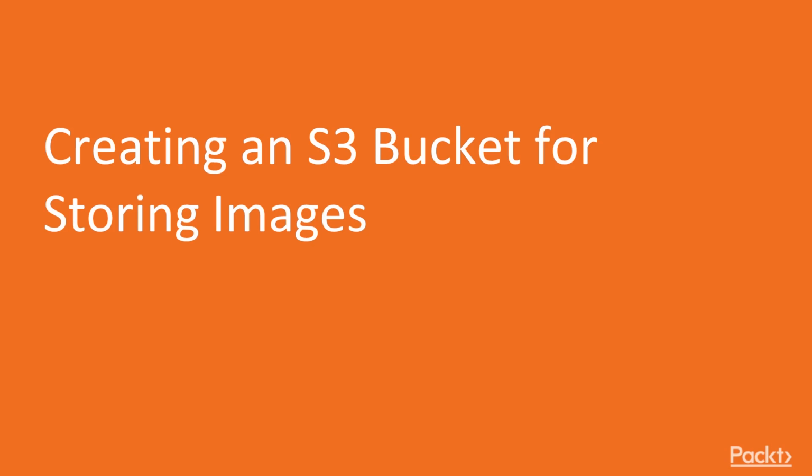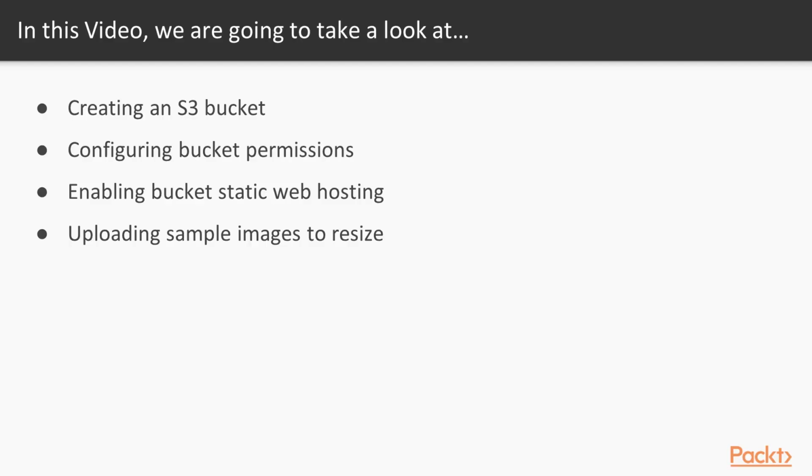creating an S3 bucket for storing images. In this video, we'll begin with creating an S3 bucket on AWS through the AWS console. We'll also add permissions to the bucket and enable the static website hosting feature every bucket on S3 has. Lastly, we'll upload some images to the bucket so we have something to resize in the coming videos. Ready to get started? Let's go.